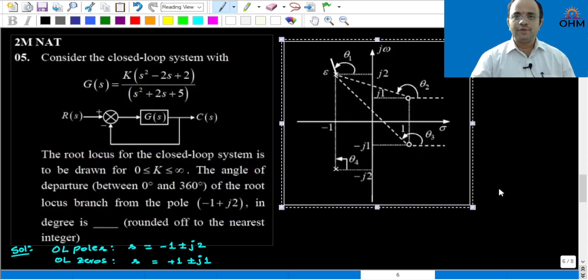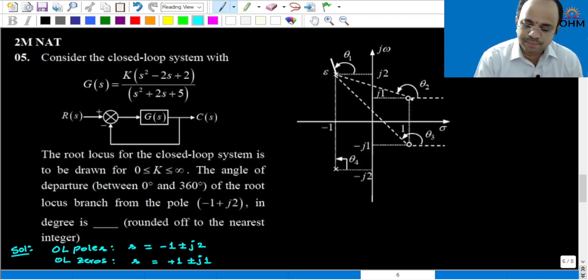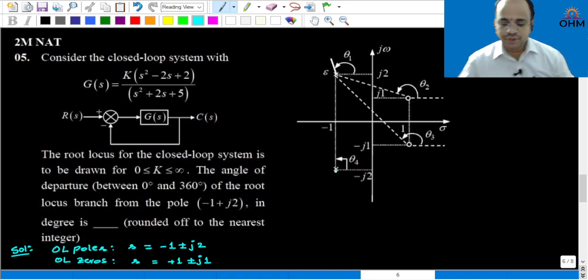So, the pole zero diagram will be something like this. Okay. So, the zeros are at 1 plus or minus j1, so plus j1 and minus j1, and the poles are located at -1 plus or minus j2. Therefore, if you consider a point epsilon very close to the root locus diagram, and the root locus is leaving in this direction, how can you find the angle of departure? By simply applying the angle criterion.